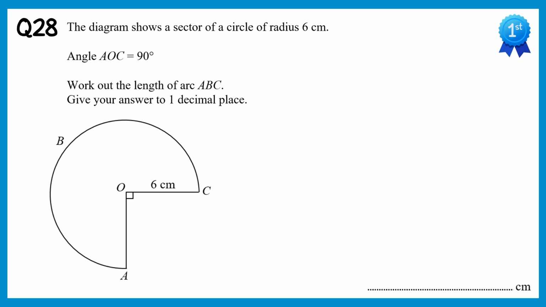In this question, we need to work out the length of the arc ABC. To find the length of an arc, you use the formula theta, which is the angle, over 360, times by pi, times by diameter. So we just need to work out what the angle theta is and what the diameter is. Now the angle is the angle of the sector, which we haven't actually been given.